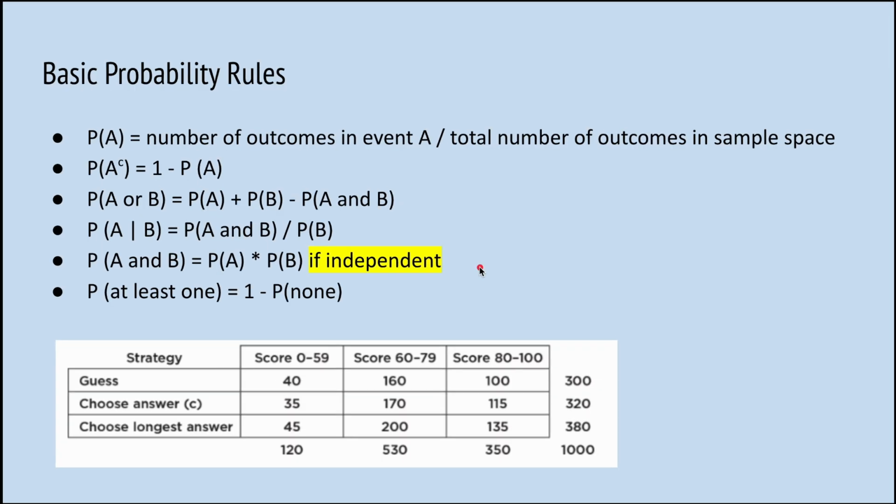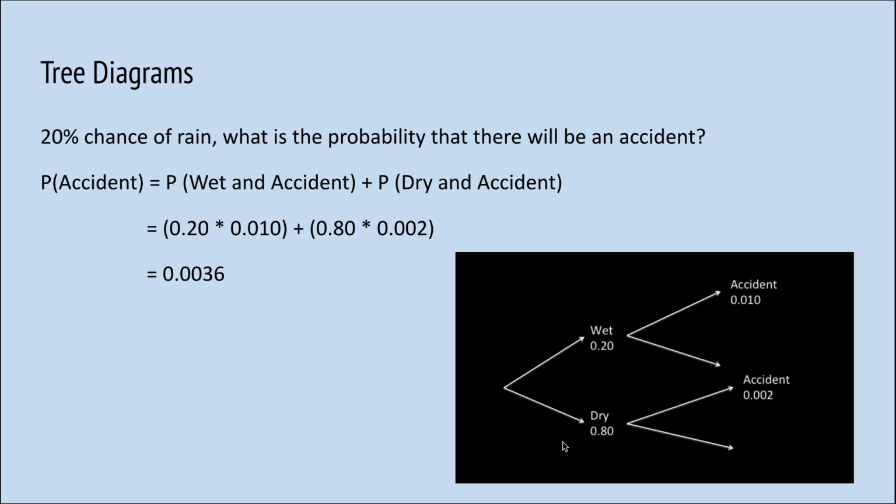Say we want to find the probability that someone scored from 80 to 100, given that they chose the longest answer strategy. So since that's conditional probability, that would be this one right here. This symbol means given. So probability of A and B, meaning probability of 80 to 100 and longest answer, that is this one, 135 divided by 1,000, or 0.135. And we would divide that by probability of B, so probability of longest answer, which is 0.38. And so when we do that, we should get about 0.355.